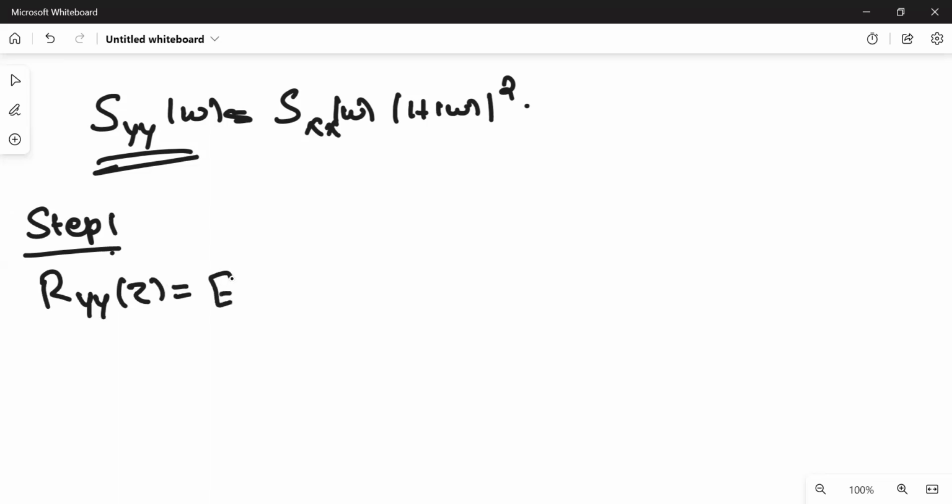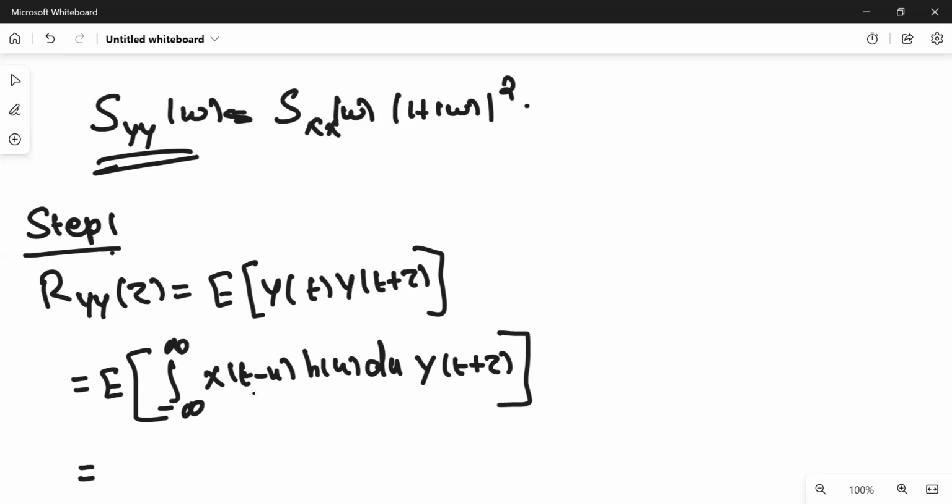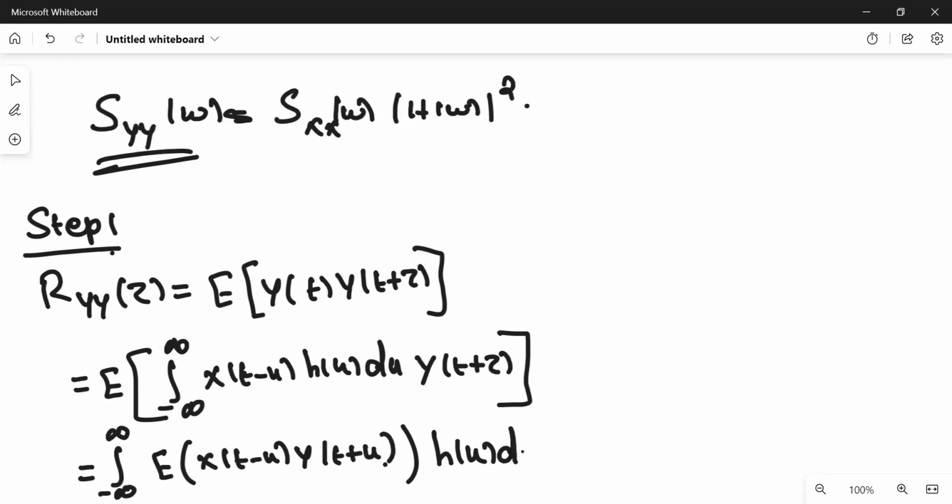By definition, what is it? Expectation of y of t, y of t plus tau. What is y of t? y of t is defined as the integral from minus infinity to infinity of x of t minus u, h of u, du. How it is defined, I have written. Apart from that, we have y of t plus tau, which is equal to the expectation applied on the function of time. So in the integral from minus infinity to infinity, the expectation is applied only on the time function, x of t minus u, y of t plus tau. Apart from that, we have h of u du.